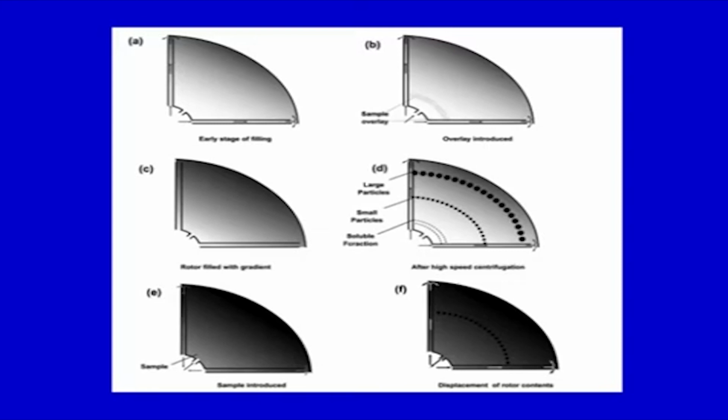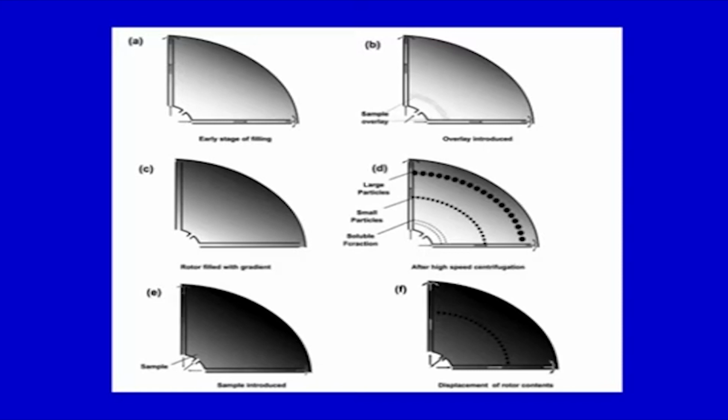So, the sample will be pushed in, placed over the gradient material, and then overlaid by the lighter gradient material. Now, what is done? Centrifugation is performed at operating speeds, and after centrifugation, what will you get? You will get separation of the different mixture or different particles in the sample.